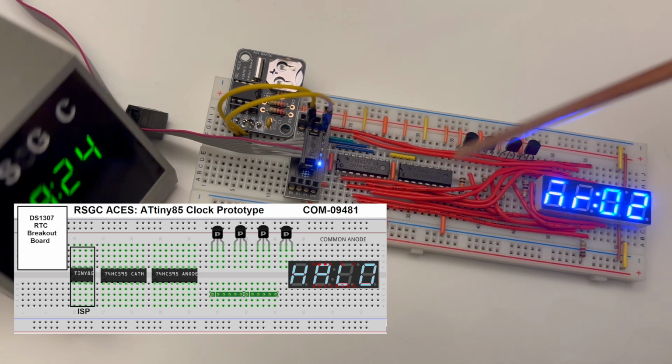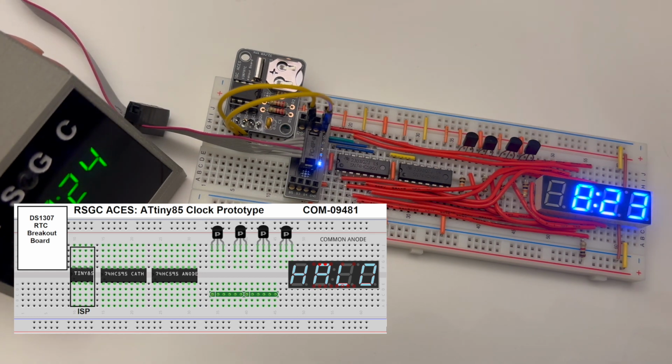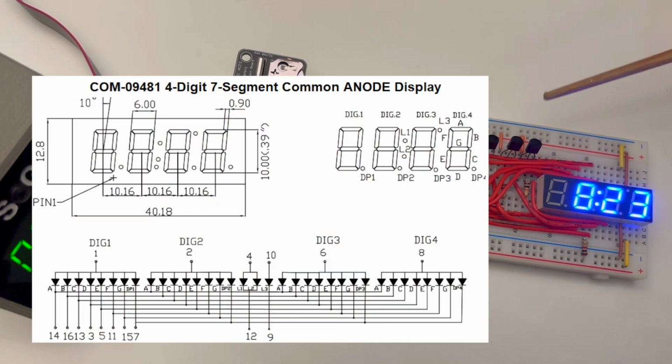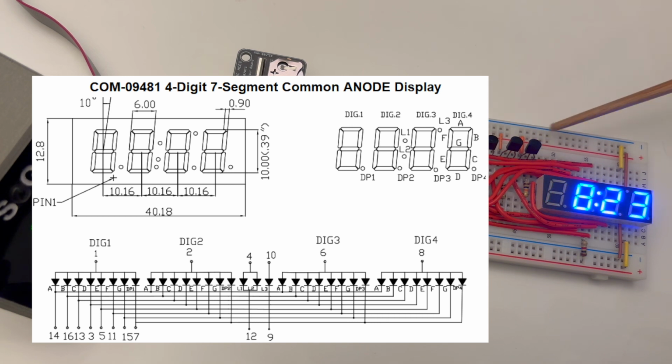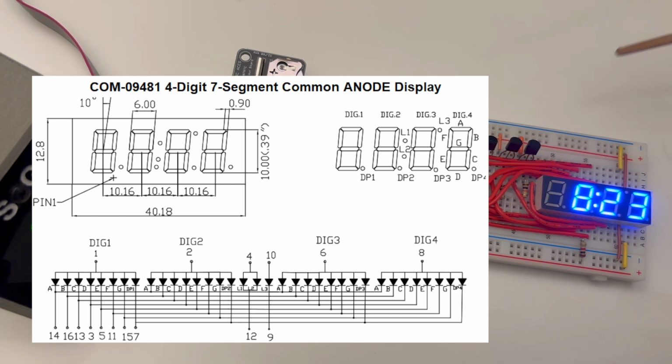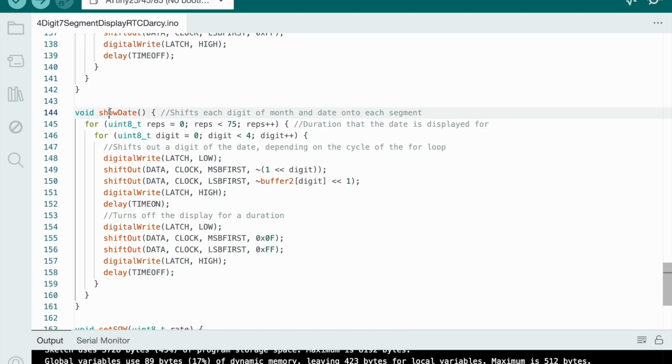The collectors of the PNPs are connected to the 4 anode pins, and whichever one's high, in this case digit 1, will be enabled. Then the time data for that digit is shifted out onto the cathode pins to turn on the correct segments and show the number. And I do the same thing here with show date.